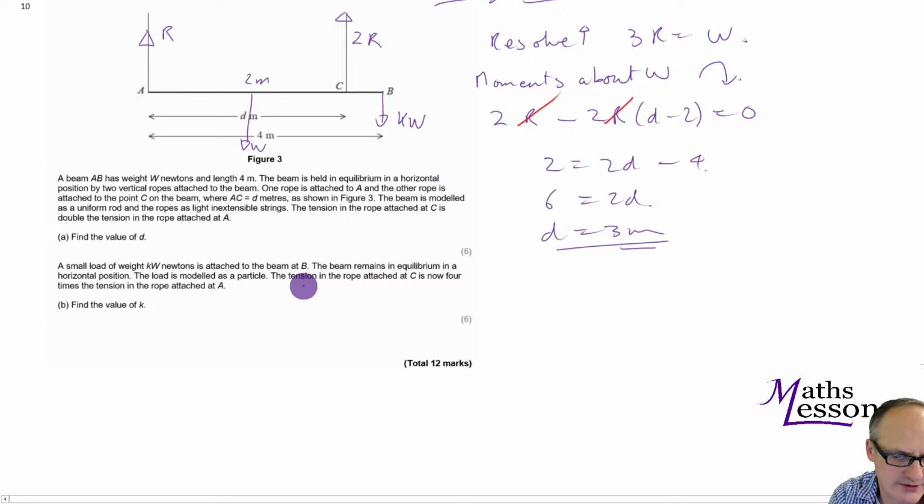The load is modeled as a particle. The tension in the rope attached to C is now 4 times. Let's just undo that and put 4 times here. Okay, the tension at A.